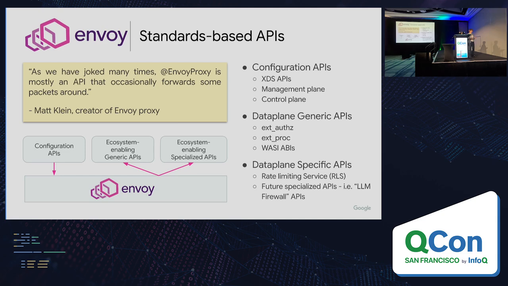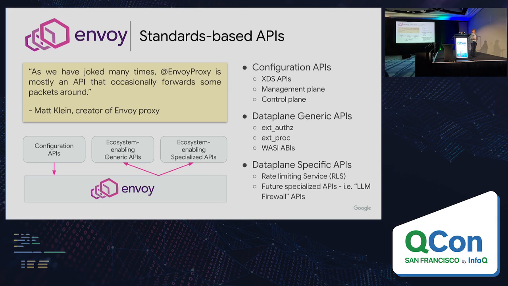There are data plane generic APIs. There is external auth that does allow and deny, and so you can easily plug in any auth-related systems. There is an API called external proc. So basically, you can plug in anything, and it can modify the body, and then return it back. So it's very powerful. And then there is the WebAssembly binary API for the proxy, Proxy-Wasm, that we'll talk about a little later.